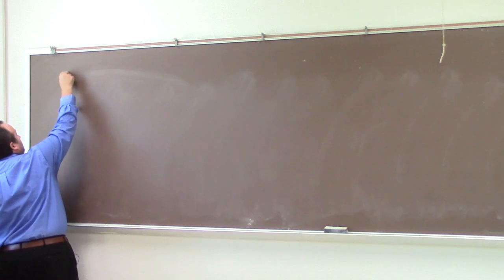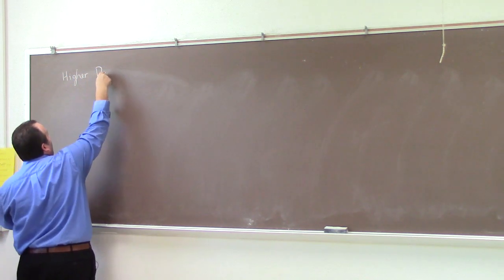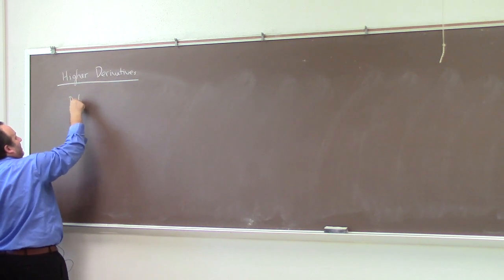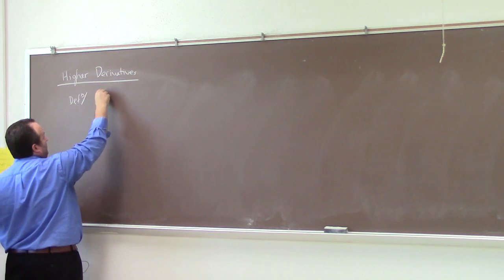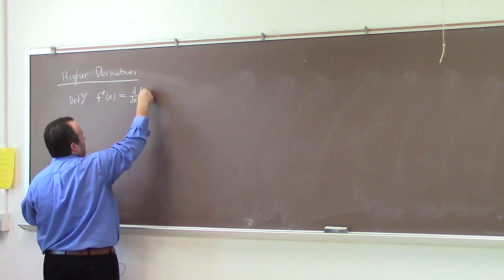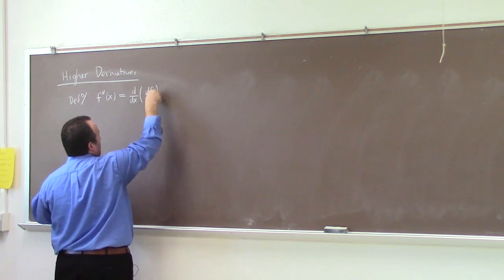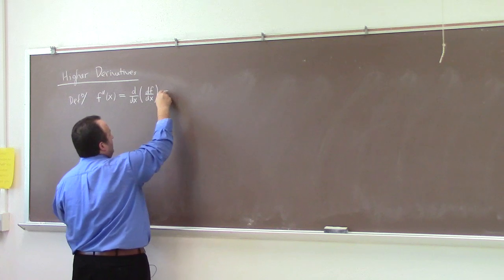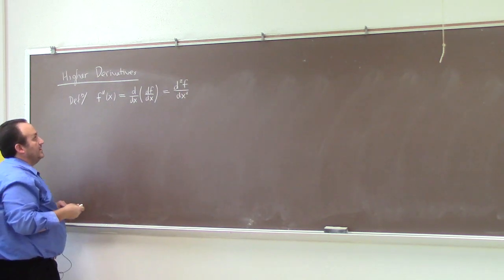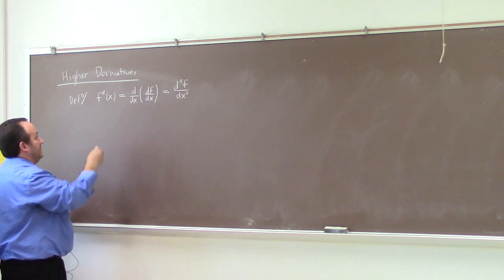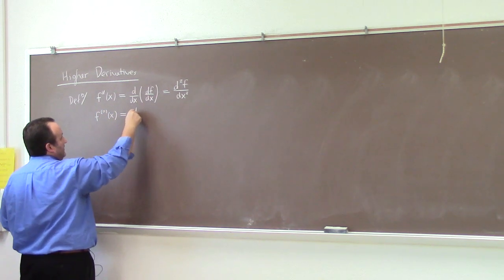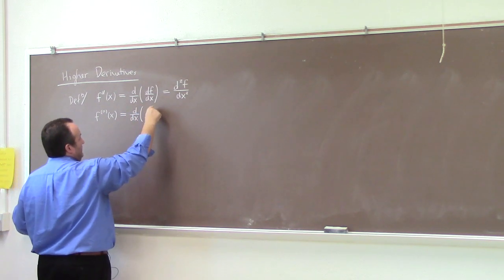So let's talk about higher derivatives. Here's the definition. The second derivative of f is the derivative of the derivative of f. Other notations for this are d squared f over dx squared, for example. The definition you can give for the nth derivative of f is the derivative with respect to x of the (n minus 1)th derivative.